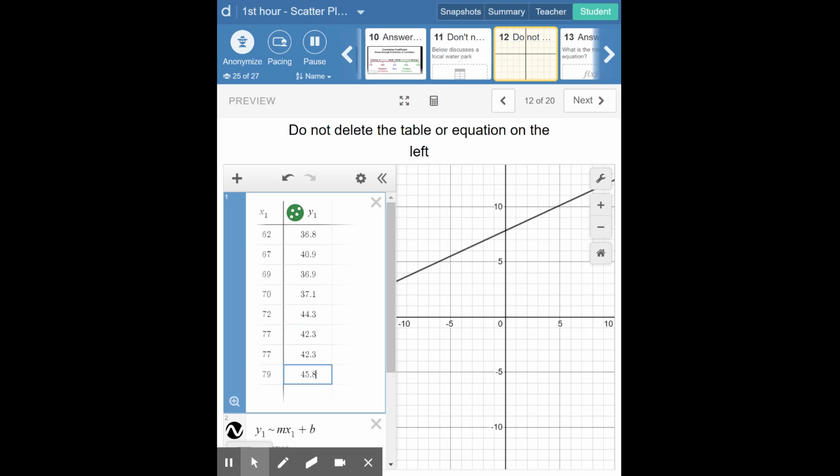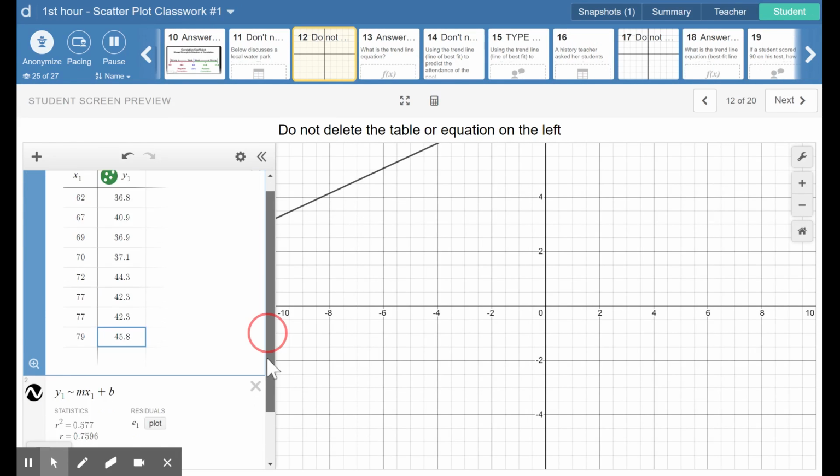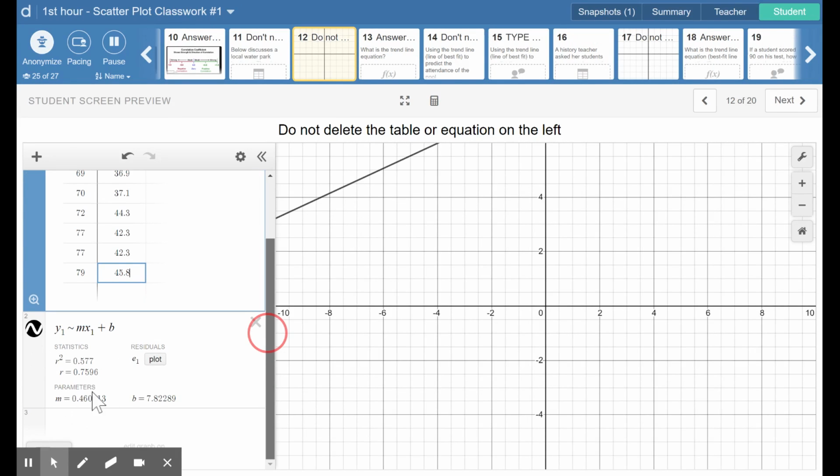All right. And then if you notice below here, it gives you all the useful information that we need. We do not need the R squared. We don't need the residual plot. We do need the R coming up in the next slide, and we need the M and the B to create the trend line. So I'm actually going to copy that information so I can use it for the next slide.